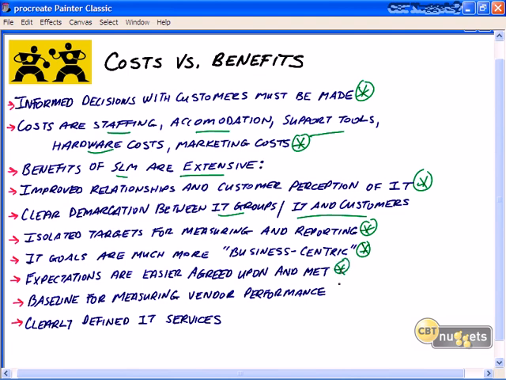SLM can help facilitate expectations, making sure that everything is agreed upon and that expectations are met. It allows you to put down a baseline for measuring the vendor performance and customer performance. It allows you to clearly define the IT services for the organization. These are the benefits of SLM. Again, the buck stops here.